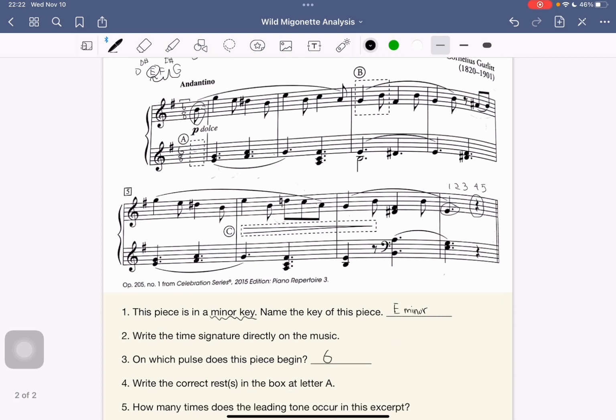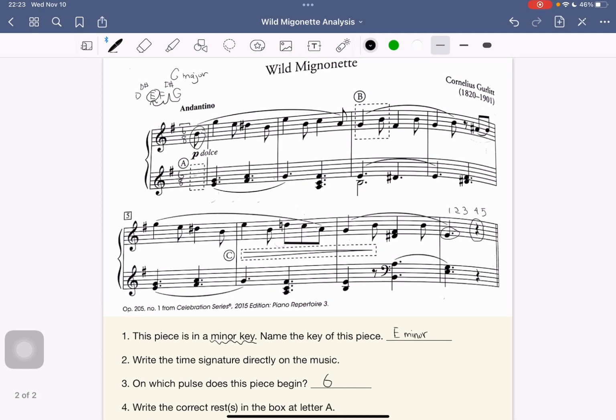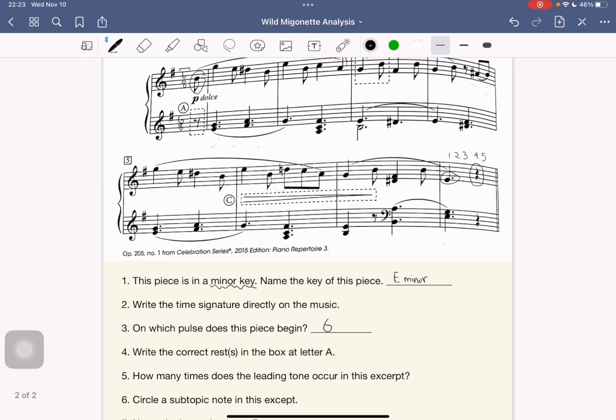For the fourth question, it tells us to write the correct rest or rests in the box at letter A. So here at letter A, we can simply look at the note above, which is an 8th note. That means that the rest in the box is most likely the same since there are no other notes. So we can confirm that it is an 8th rest. Now on to the next question.